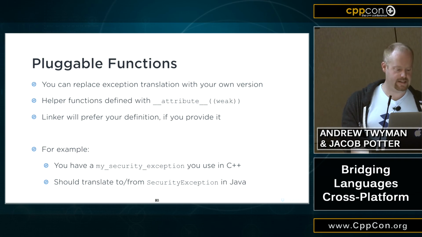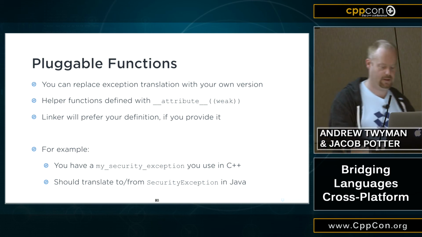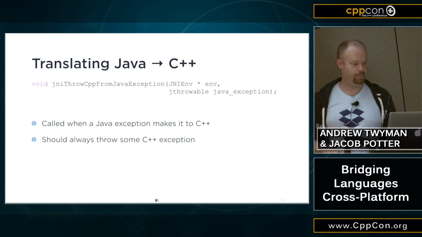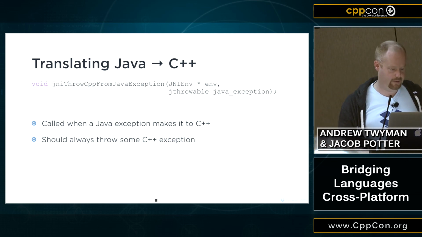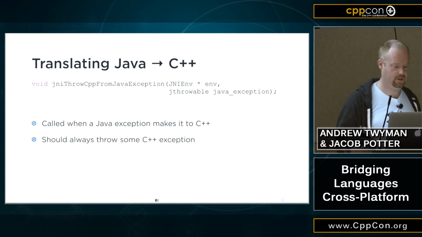So let me take an example of what you would do with this. If you have a custom my security exception that you'd like to throw, you'd like that to map back and forth to a Java security exception. Let me talk a little bit about how you might do that. The first function you'd have to replace is called JNI throw CPP from Java exception. It's a bit of a mouthful, but hopefully the name is descriptive.